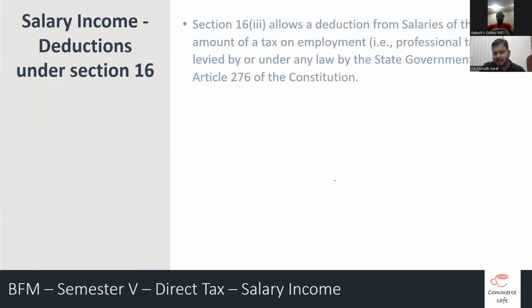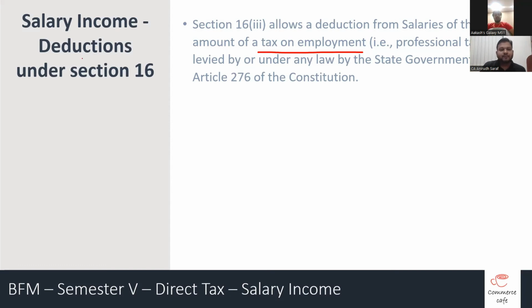And the last deduction, the third deduction under section 16, is professional tax or tax on employment. When you are doing work for someone, the various state governments can charge tax on employment in the form of professional tax. And that is deducted from your salary. You don't really receive that money. Your company deducts it and pays it to the government. So obviously the government has already taken that much money. Now, if I have to pay tax also on that, that would be unfair. So that amount is allowed as deduction.